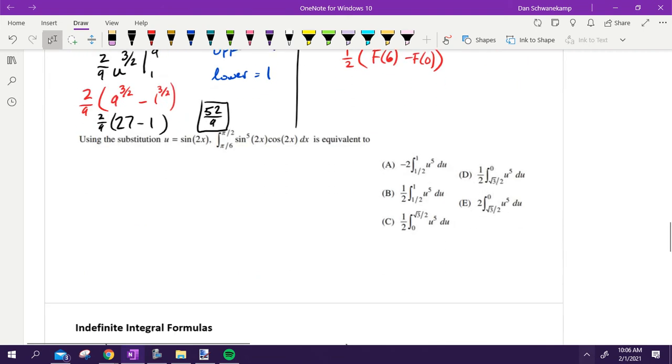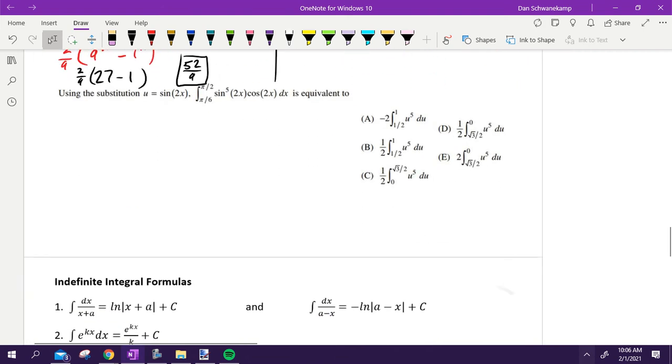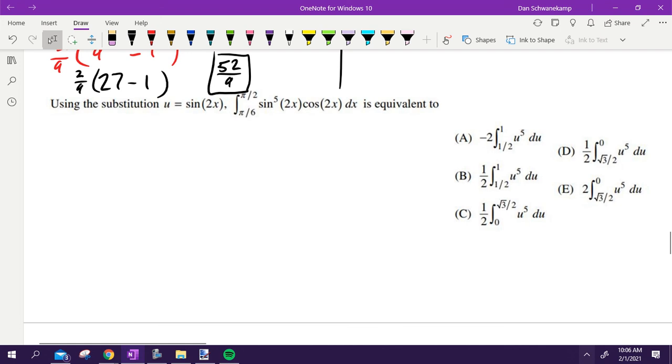The number one probably AP exam's favorite question about U-substitution is this one down below. It says using the substitution u equals sine 2x. So they are telling you what u is. They didn't make you think. u equals sine of 2x. Here is the problem that you're going to use u-substitution with.